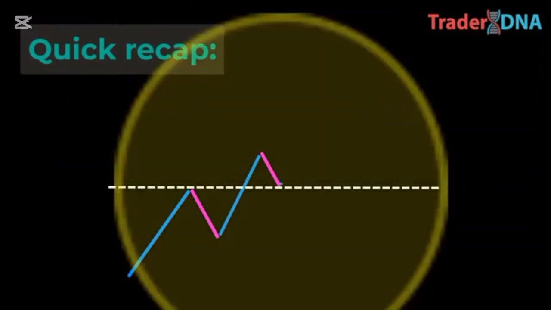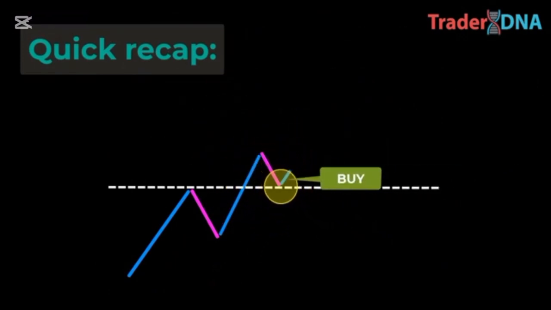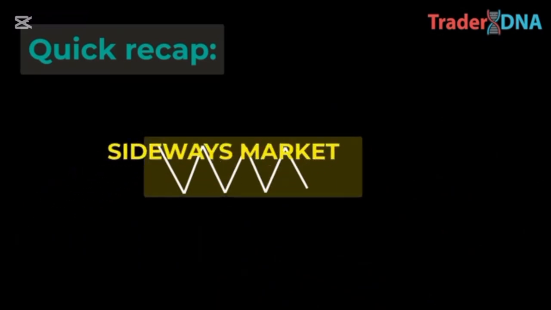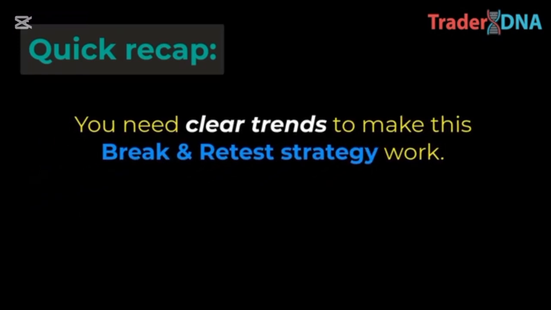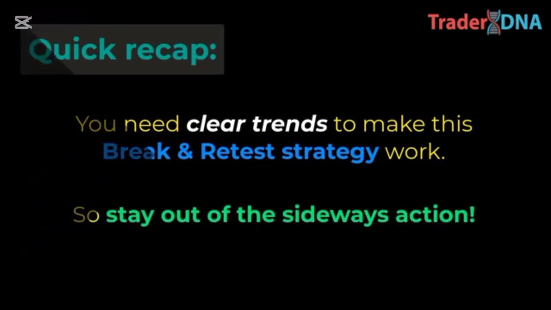When the market pulls back and hits that exhaustion phase, you'll see the patterns we're talking about today. Then you'll take your position and trade in the direction of the trend, waiting for that push phase to continue moving up. But, and this is key, if the market starts moving sideways and you don't see a clear direction, whether up or down, then you do not want to trade. Sideways markets are the ones that'll throw you off, leading to confusion and losses. You need clear trends to make this break and retest strategy work, so stay out of the sideways action.